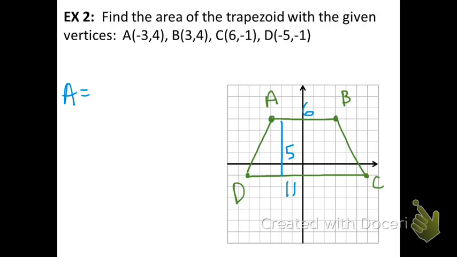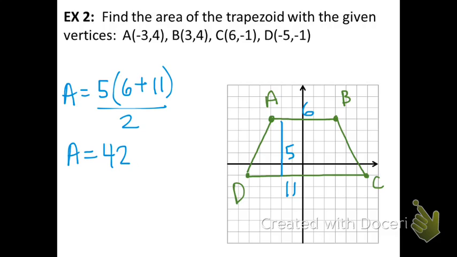So for our formula, we take our height, 5 times base 1, 6 plus 11, and then divide that by 2. So we get 6 plus 11 is 17 times 5 is 85, divided by 2 is 42.5 units squared.